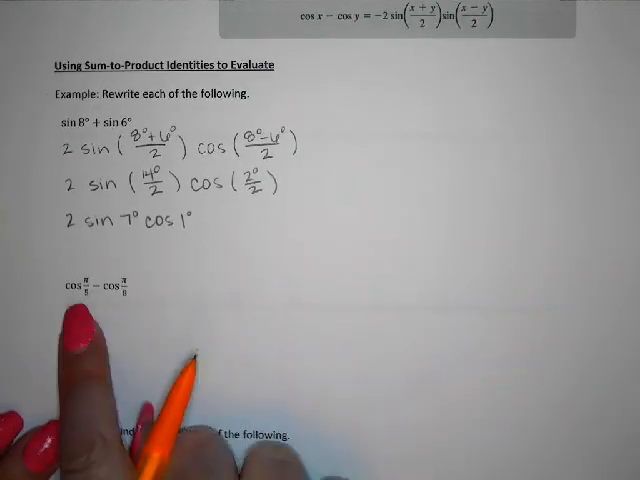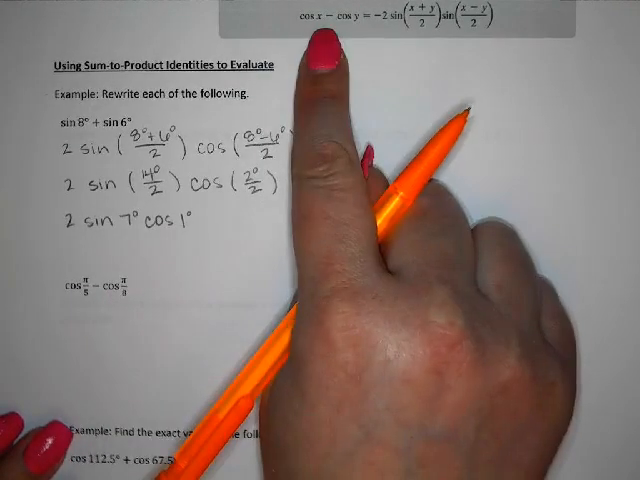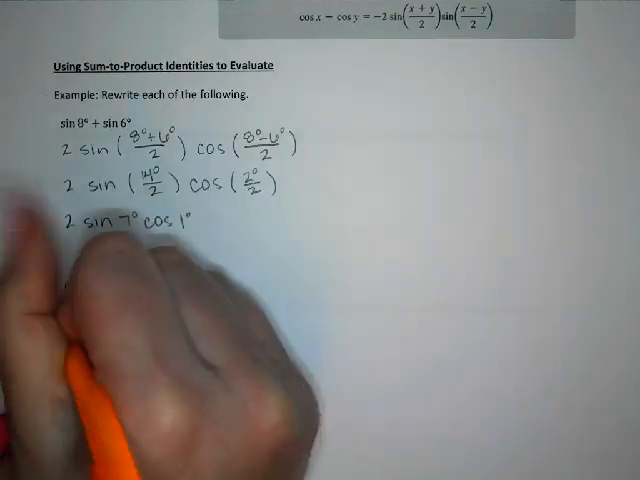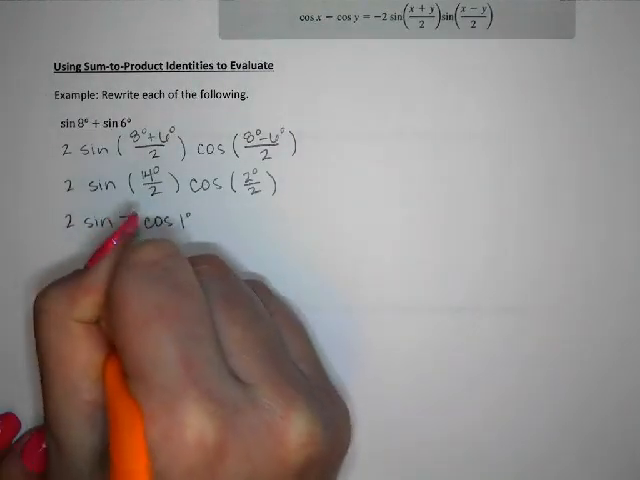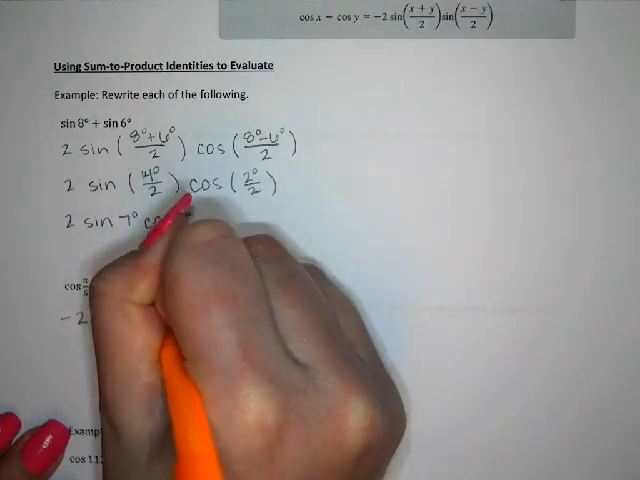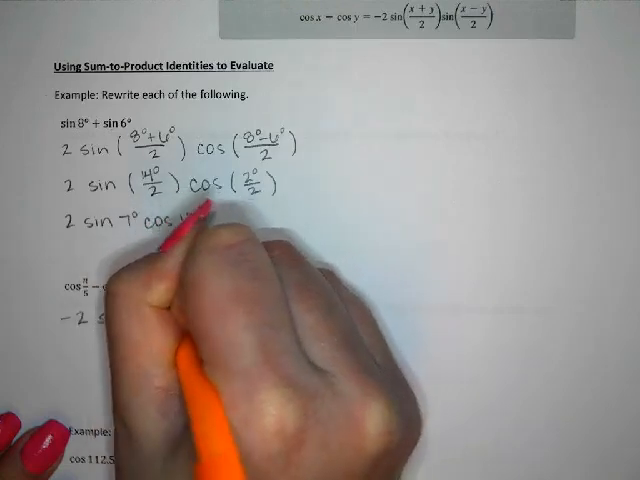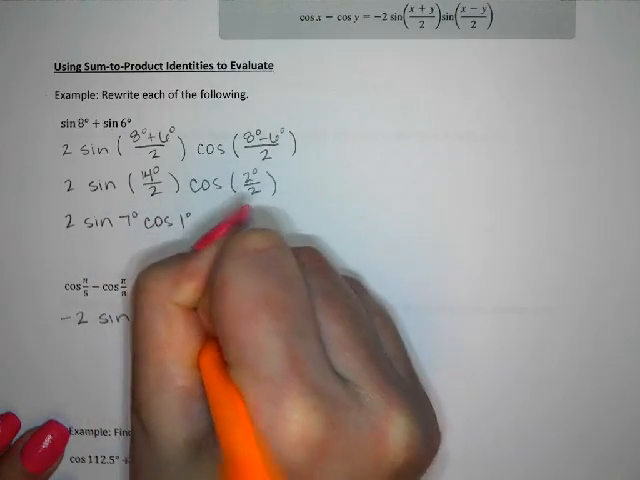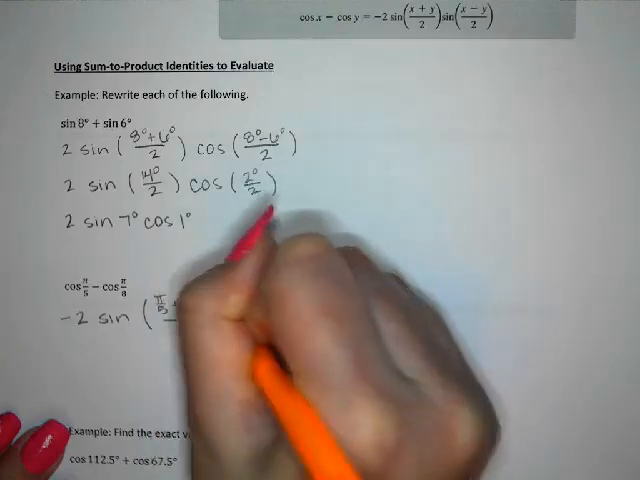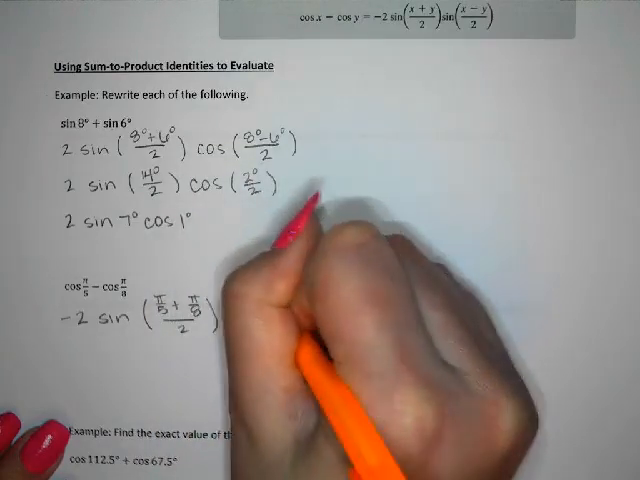We can do the same thing down here. So cos minus cos, that's going to be this last formula. So we have negative 2 times sine of, we're going to add the angles together, over 2 sine, and we're going to subtract the angles.